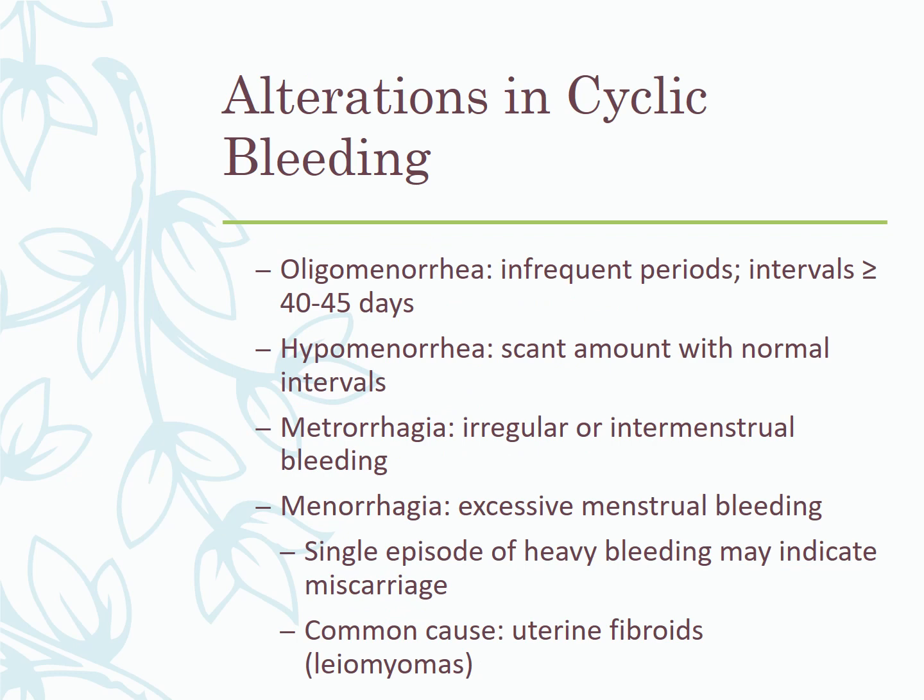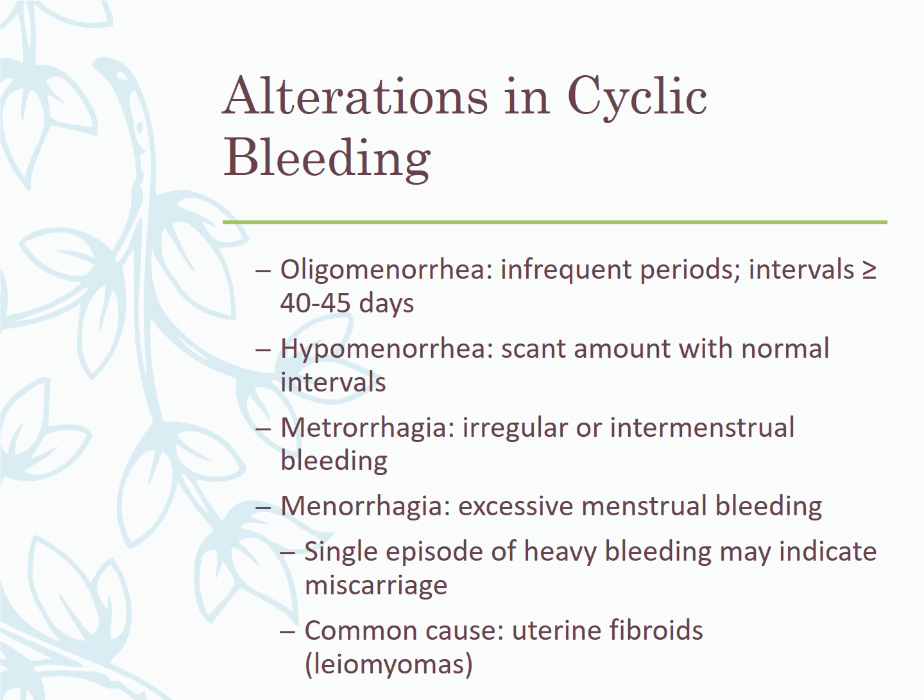So, alterations in cyclic bleeding. Oligomenorrhea is infrequent periods, with intervals equal to or greater than 40 to 45 days. Hypomenorrhea is a scant amount with normal intervals, so they just don't have a lot of bleeding. Metrorrhagia is irregular or intermenstrual bleeding. Menorrhagia is excessive menstrual bleeding, and that can be a single episode of heavy bleeding that may indicate a miscarriage, or another very common cause would be uterine fibroids, like leiomyomas.